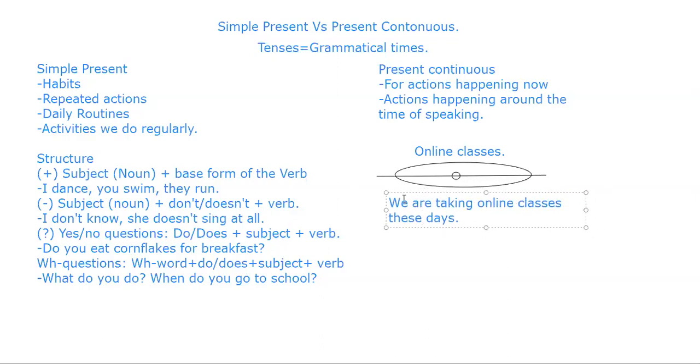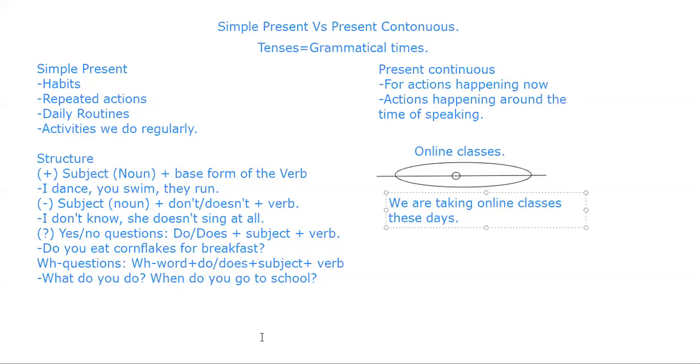So what happened? Later, you might be in your house doing something else, watching a movie, completing a homework, cleaning your house, doing your bedroom. You can be doing something different. But this activity over here will be happening around the time of speaking. Why? Because it continues happening. Tomorrow you're going to have classes. The day after tomorrow you're going to have classes, and so on. So that's what we are talking about when we say actions happening around the time of speaking.